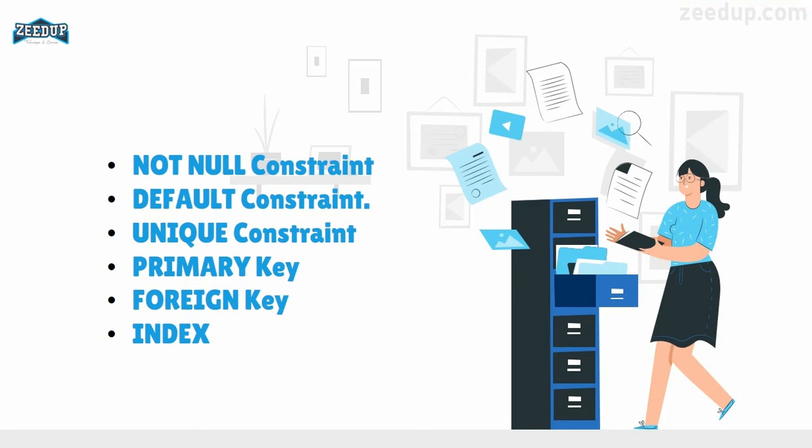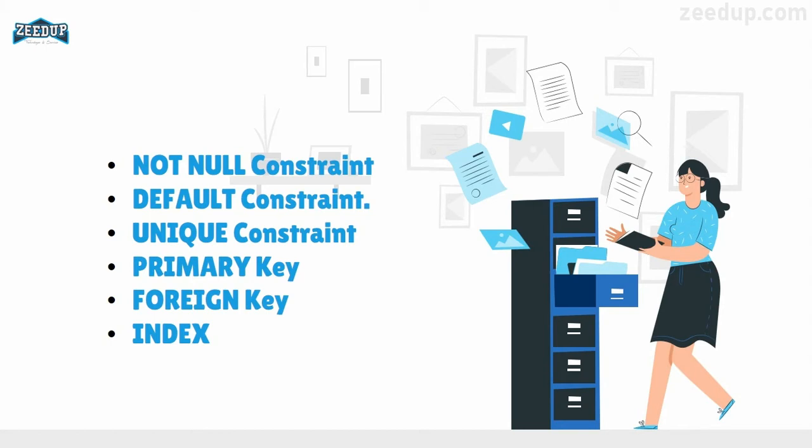Now the first constraint is the not null constraint, which means that if this not null constraint is applied on any of the data, it ensures that a column cannot have a null value. This is a column level constraint which ensures that a column can never have a null value if the not null constraint is applied on that particular column.